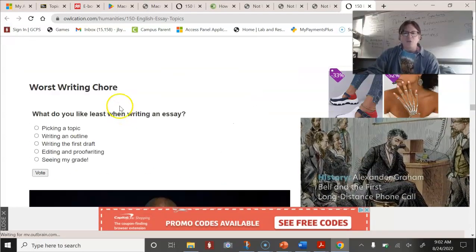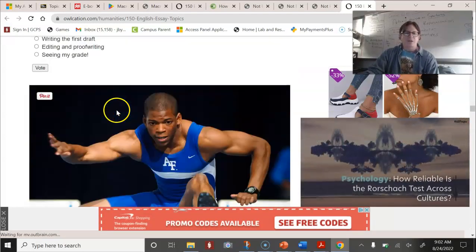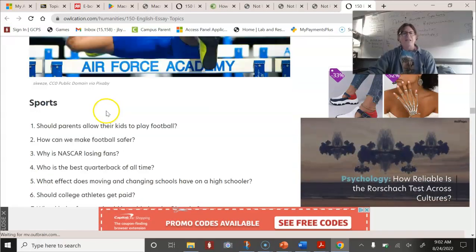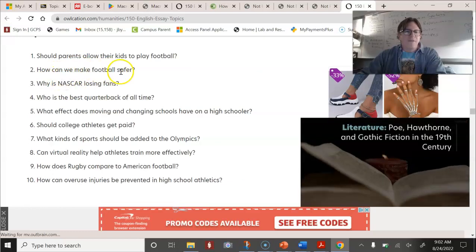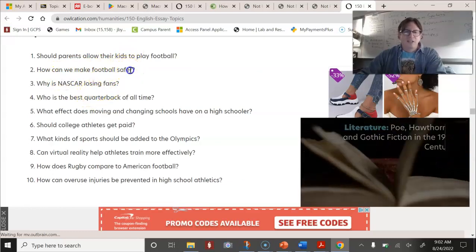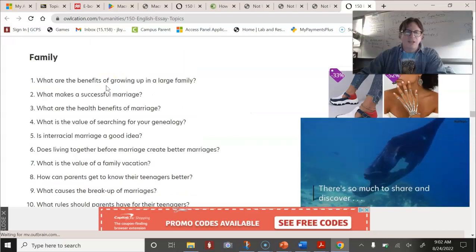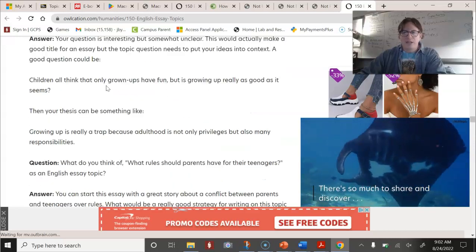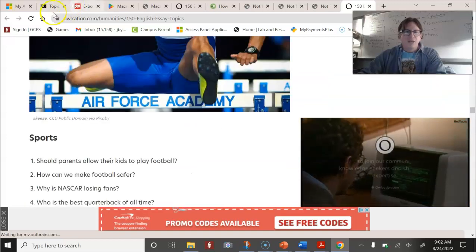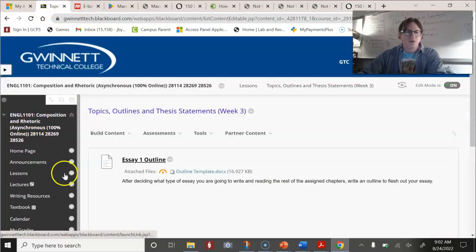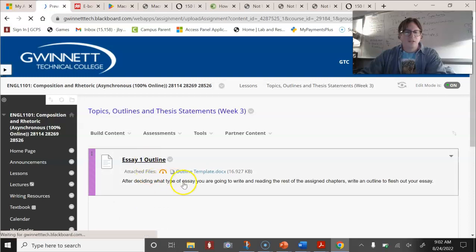Okay. You're not doing research for this topic, so you've got to pick something that you already have an opinion on. How can we make football safer? I love football. Man, I love football. Okay. So you've got to pick a topic that you don't have to do any research on. You already have an opinion. Okay. And then you are going to use this outline template.